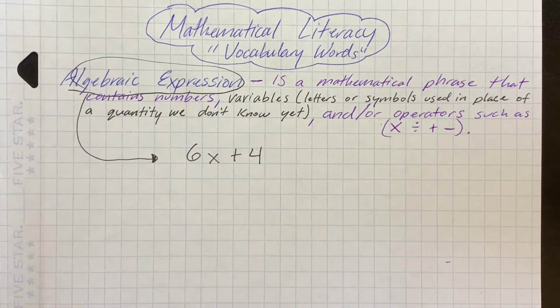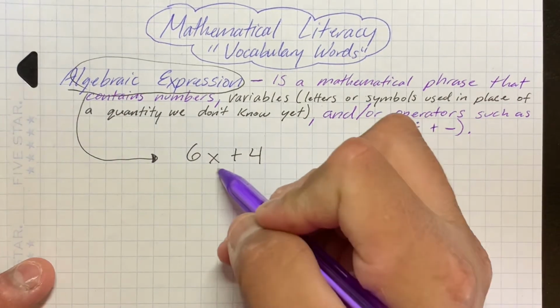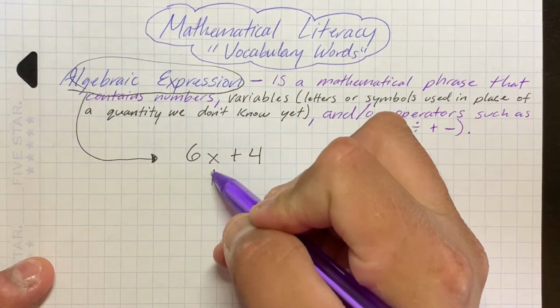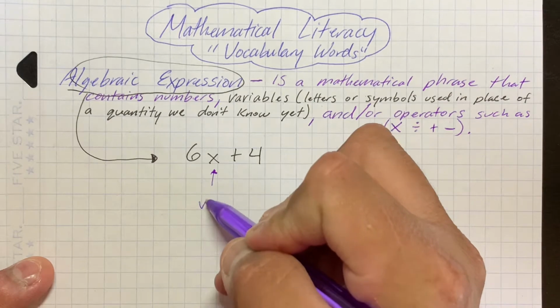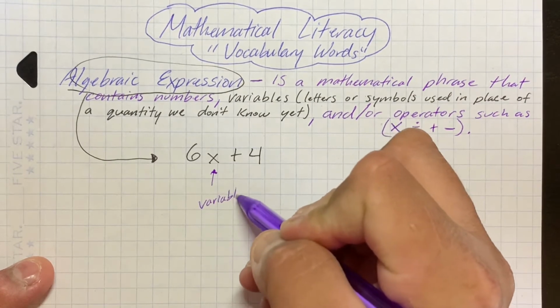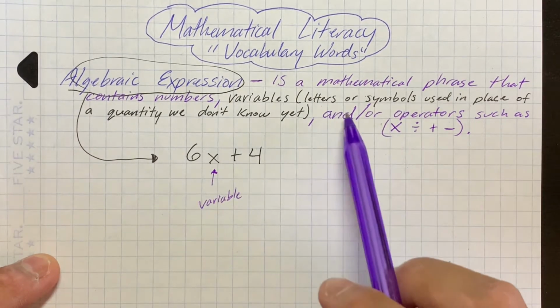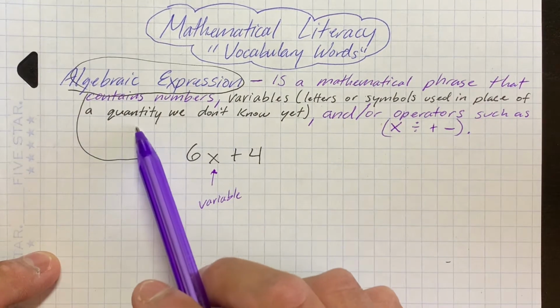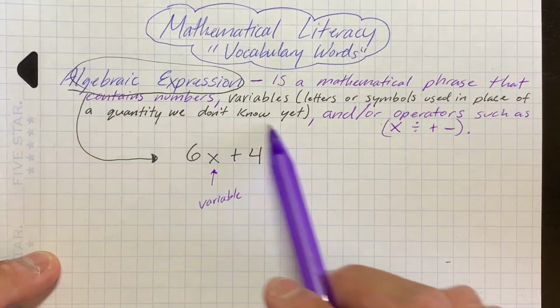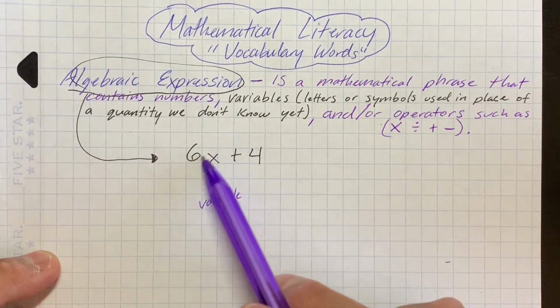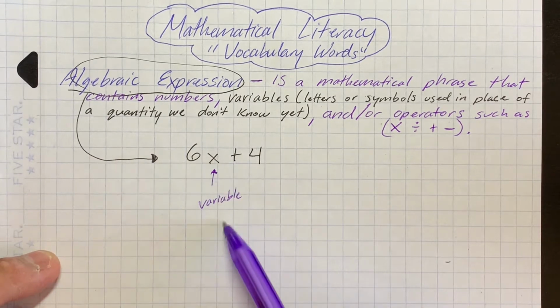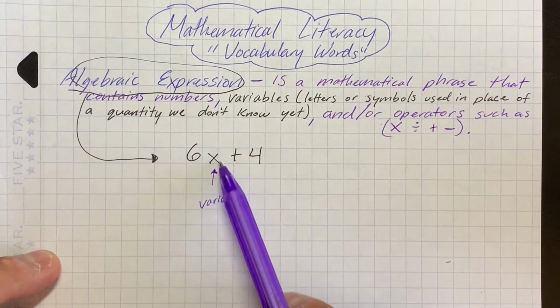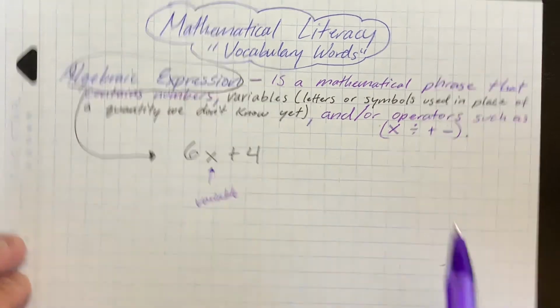So, just so we know, this letter here, we have the letter x. That is what we call a variable. And again, a variable is a letter, or it could be a symbol that we use in place of a value or quantity that we don't know. So in other words, we don't know what this value is, so we just put in an alphabet. In this case, we put the alphabet x there.